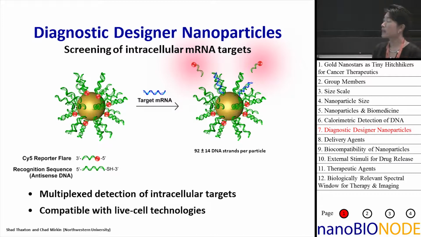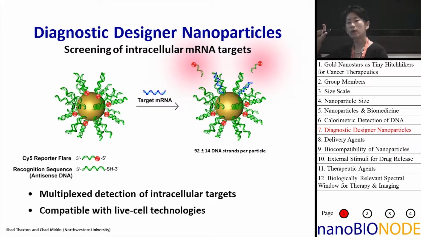He also has this idea of being able to detect different mRNA sequences intracellularly. And so he designs this based on a gold particle also, but it's actually quite clever. So he has a gold particle here. He has an antisense DNA strand, which is longer, and then he has a reporter flare, which is just a fluorophore, which has an overlapping sequence, so it's weakly bound to the particle.